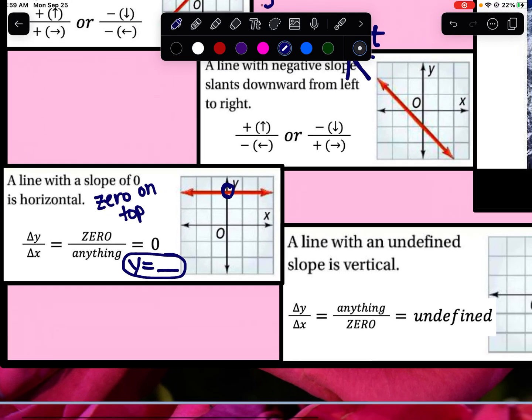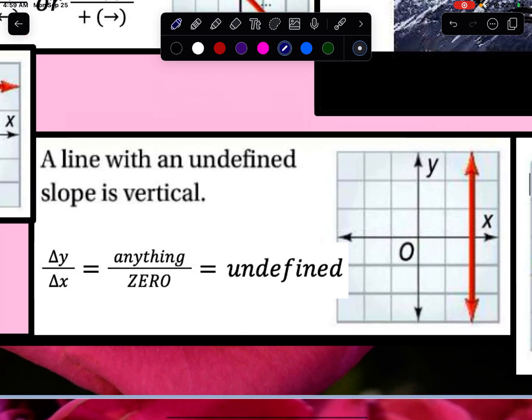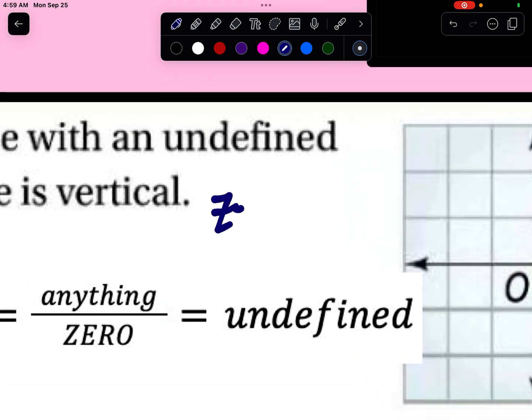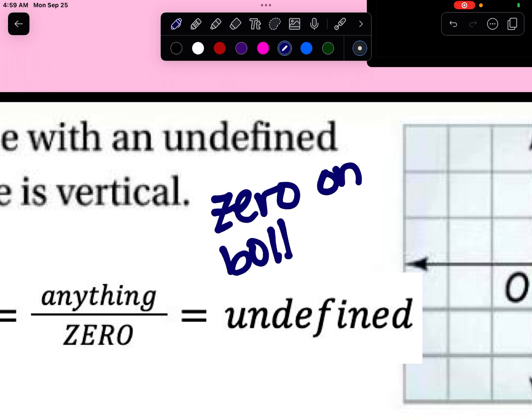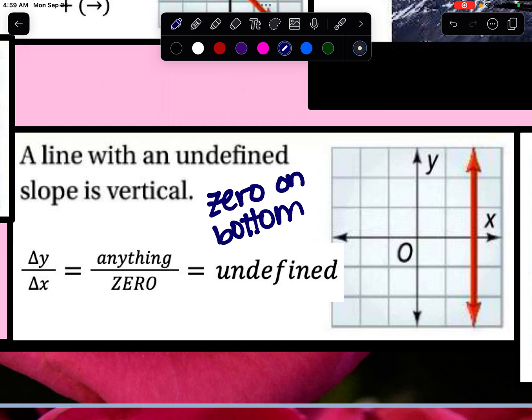A line with an undefined slope is vertical. And this is where you get 0 on the bottom. So let's write that. It's 0 on bottom. And all we care about is what x value this goes through. So a vertical line is going to be an x equals line.